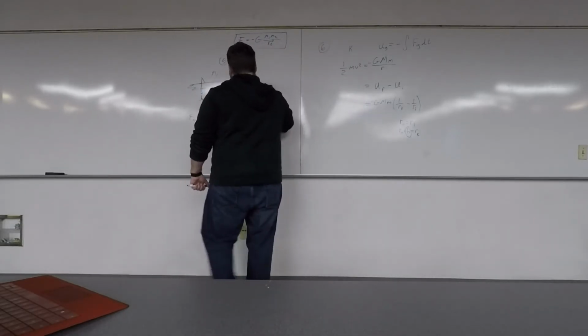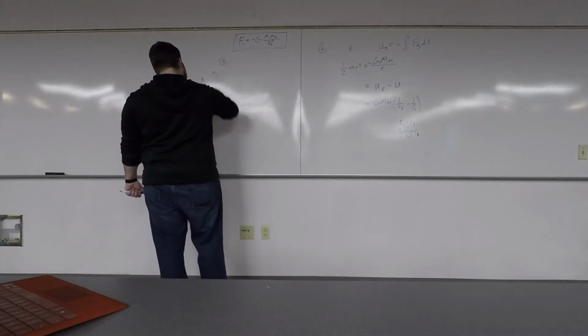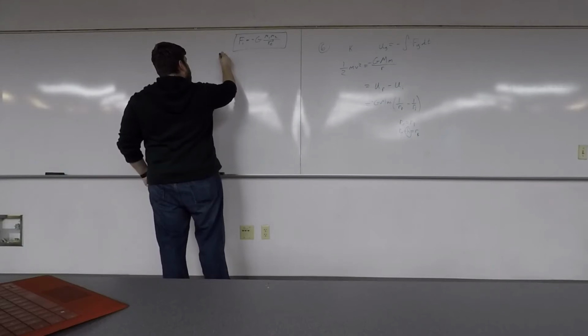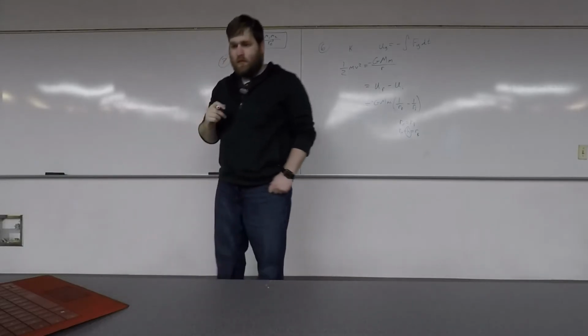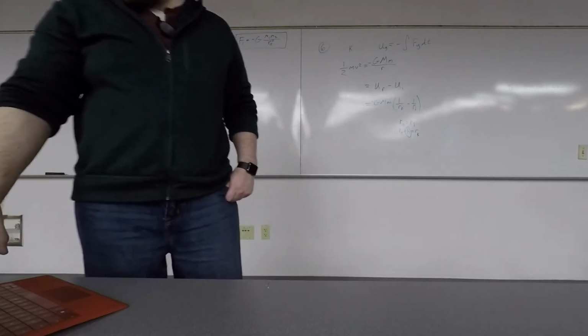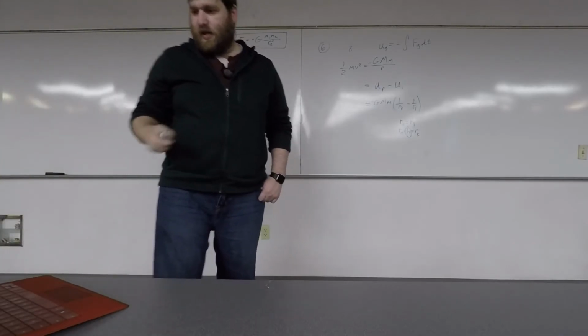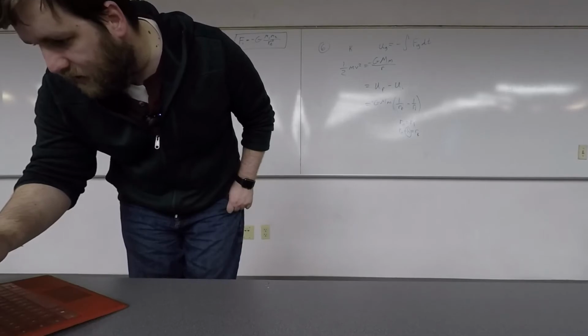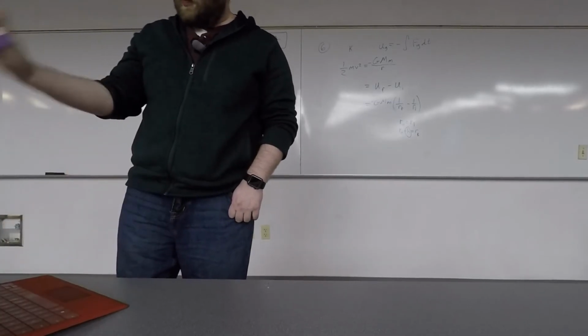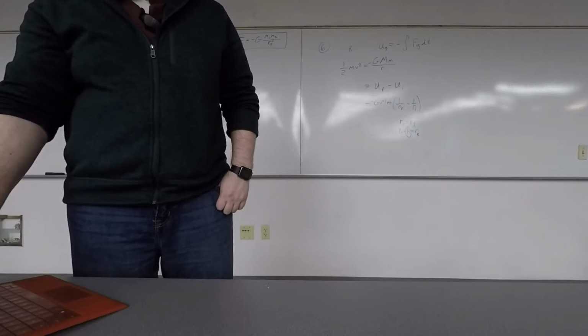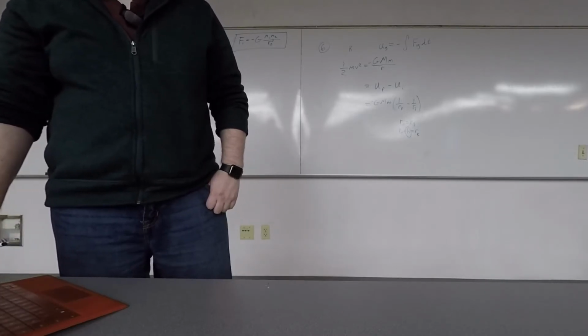Problem 7. Problem 7 is: a space probe is fired as a projectile from Earth's surface with an initial speed of something. What will its speed be when it is very far from Earth? Ignore friction and the rotation of Earth.